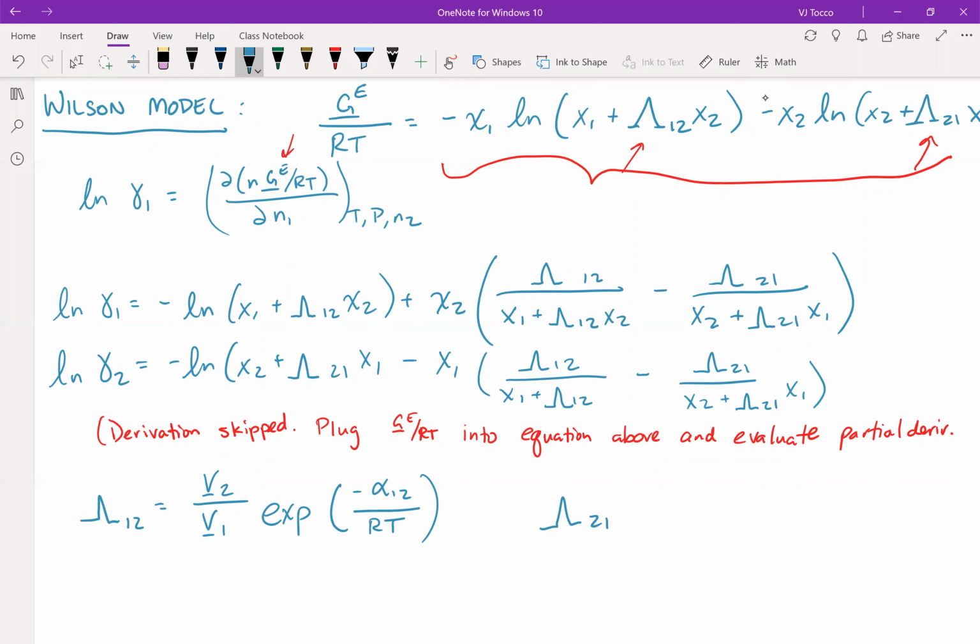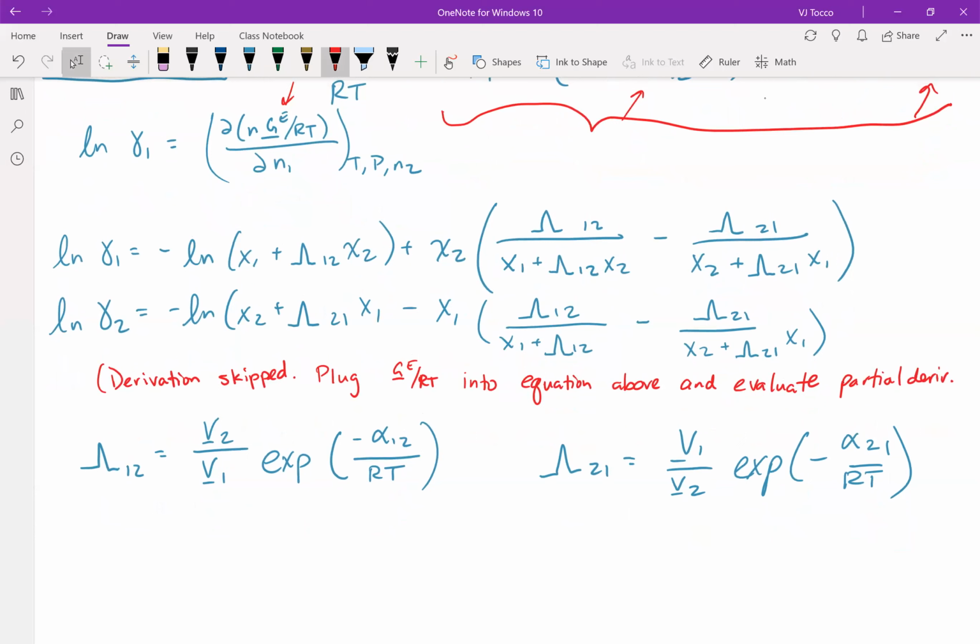And similarly, lambda 2,1 is equal to the molar volume of component 1 over the molar volume of component 2 times exponent of minus alpha 2,1 over RT. So in these equations, alpha 1,2 and alpha 2,1 are the actual parameters. They are temperature independent parameters. So when you're modeling with the Wilson equation, what you're actually doing is fitting the alphas, and those alphas are going to be the same no matter what the temperature is.